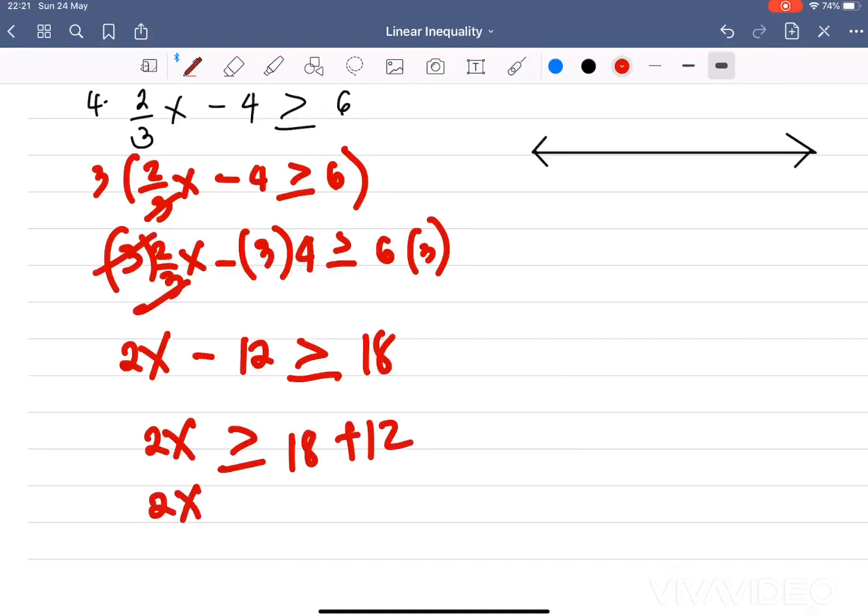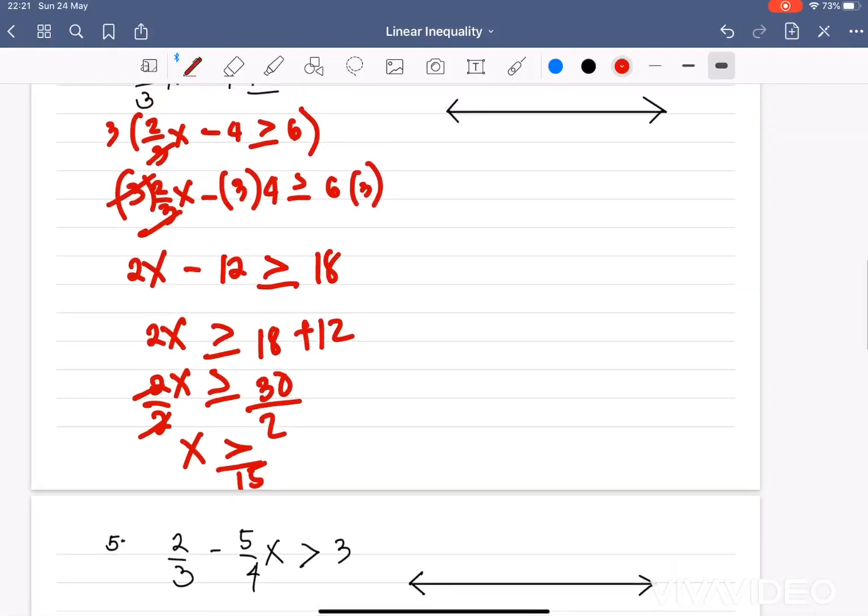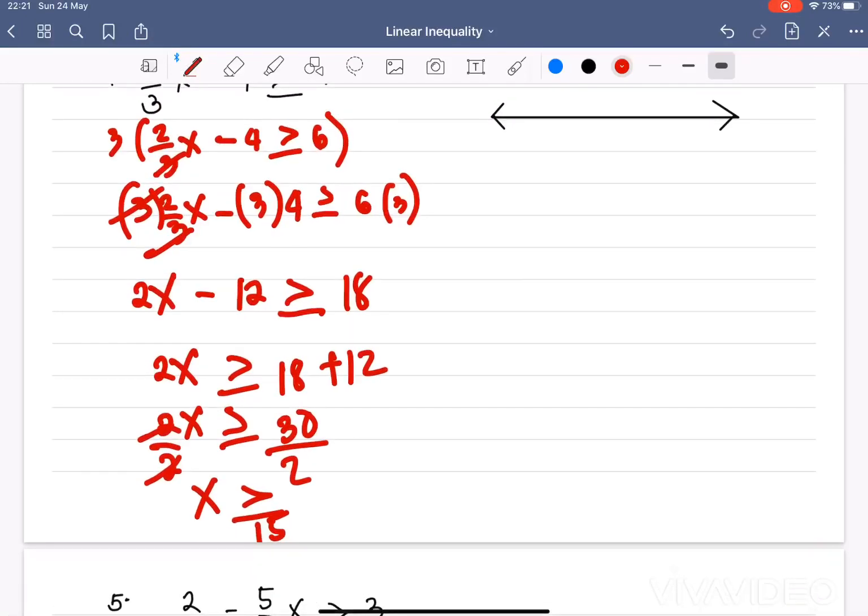So 2x now is greater than or equal to 30. Divide both sides by 2. So x is greater than or equal to 15. Okay. To sketch the graph, our final answer is x is greater than or equal to 15.